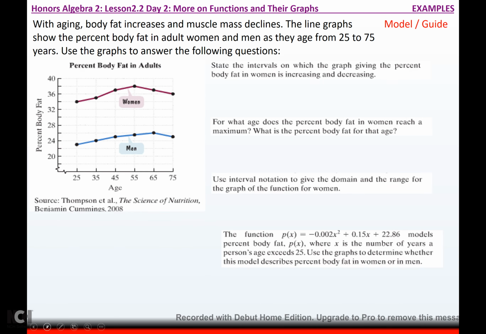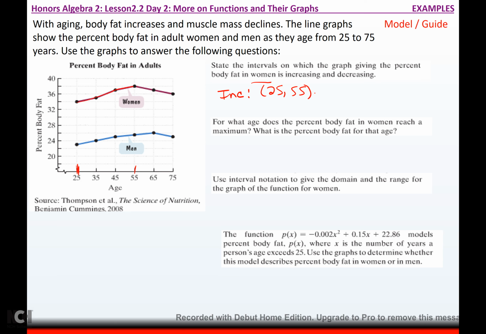Okay, this one says, with aging, body fat increases and muscle mass declines. Don't I know it? The line graphs show the percent body fat in adult women and men as they age from 25 to 75 years. Use the graphs to answer the following questions. Number 1 says, state the intervals on which the graph giving the percent body fat in women is increasing and decreasing. So it looks like we are going up, up, up to right here. So that interval would be from 25 to 55. Women are increasing their fat from 25 to 55. Nice.